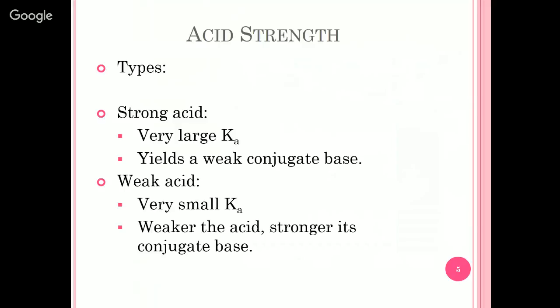On the contrary, we have weak acids, which have a very small Ka and lie effectively on the reactant side. So weak acids have Ka values 10 to the -4th and smaller. So the weaker the acid, the stronger its conjugate base. And just vice versa.